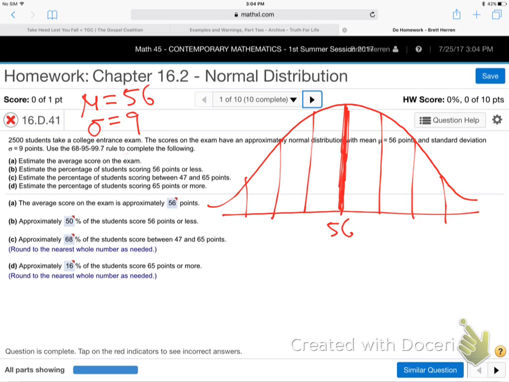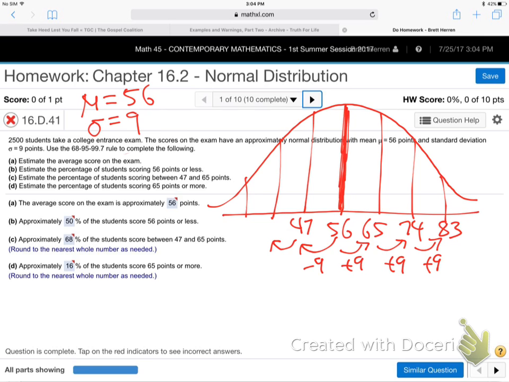So 56 in the middle. And then you add 9, add 9, add 9, subtract 9, subtract 9, subtract 9. So add 9: I'm just going to add 10 and subtract 1. 66 minus 1, 65. Add 10, 75 minus 1 is 74. Add 10, 84 minus 1 is 83. Then subtract 10 from 56 and add 1, that's 47. Subtract 10, 37, 38. Subtract 10, 28, 29. Like that. We good?